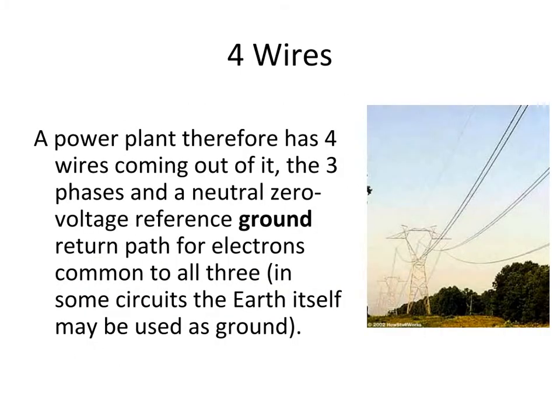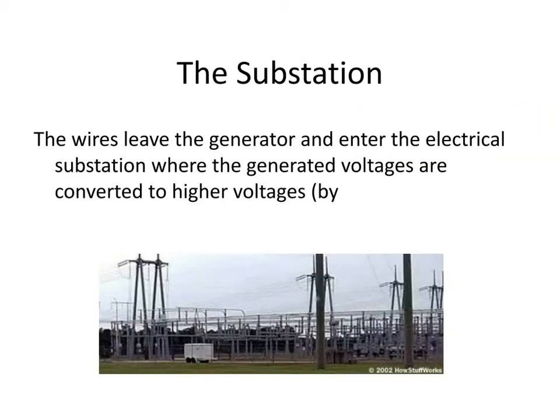A power plant has 4 wires then. In order to accomplish this, the 3 phases and a neutral 0 voltage ground wire provide a return path for the electrons common to all 3. So in some circuits, the earth itself may be used as ground. And we ground all circuits as well; you might recall, we ground circuits for safety as well.